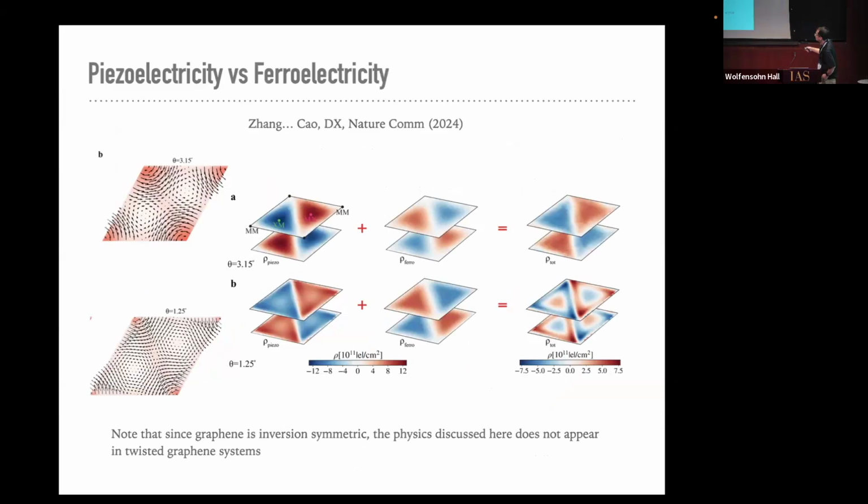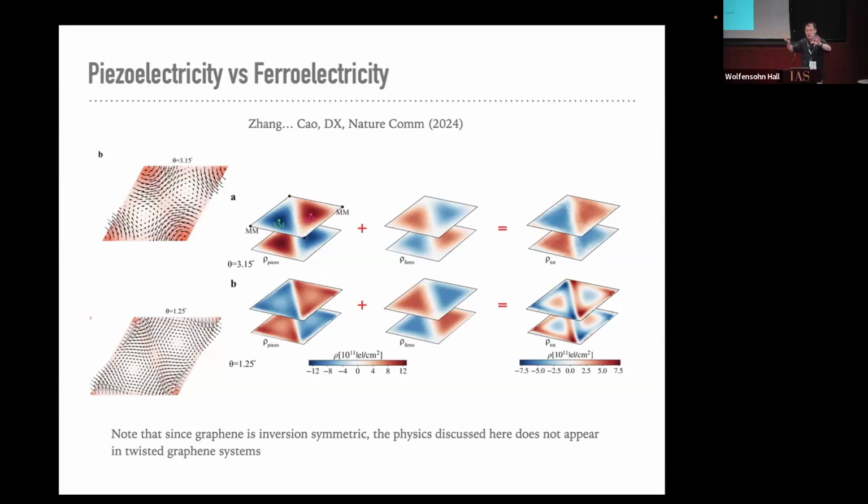They are opposite in sign. You add them together, this guy wins. So you have blue here, red here. So north pole, south pole. But when you go to a smaller twist angle, say 1.25 degrees, remember that now I have a really flat, very uniform domain wall in the middle.